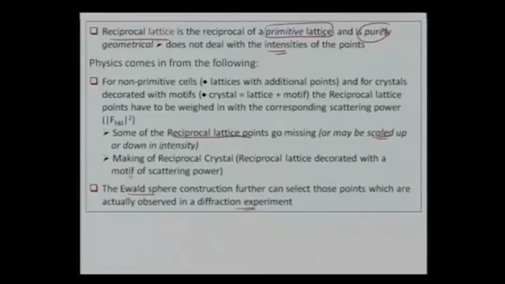So only the location and the scattering power itself, the combination of that, decides whether a particular diffraction spot will be present or not. So the construction of the Ewald sphere plus the diffraction which is coming here, they jointly say whether a particular spot will be present or absent.